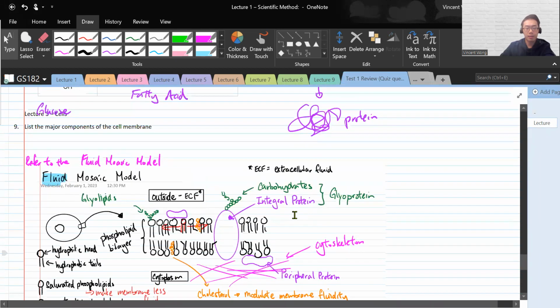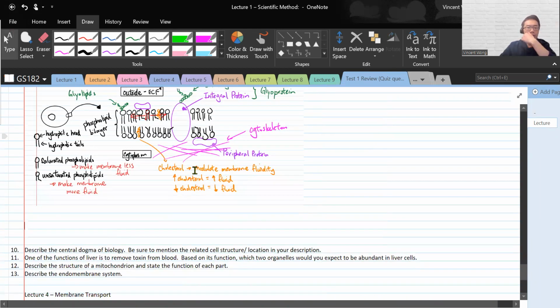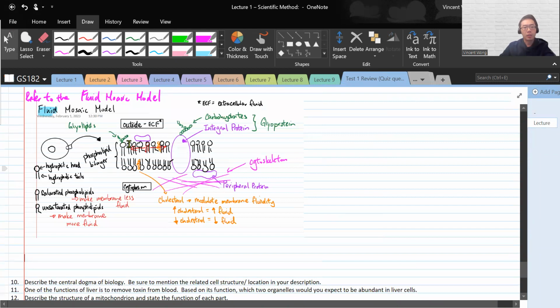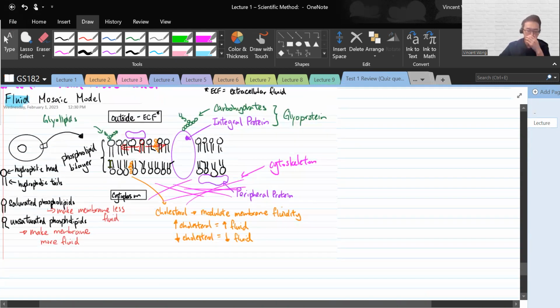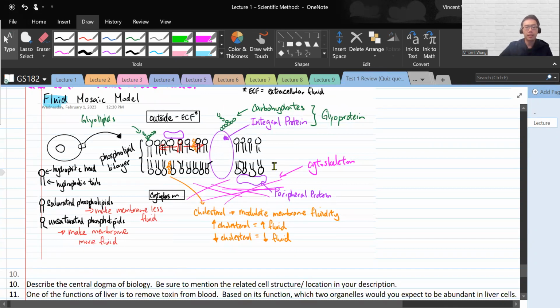So, different components of the cell membrane. We have the phospholipids, we have the cholesterol, all these things. Make sure you know what each one of them does. And if you're confused, let me know. Email me.